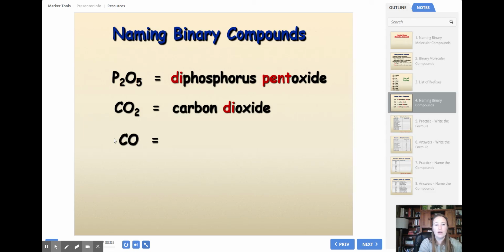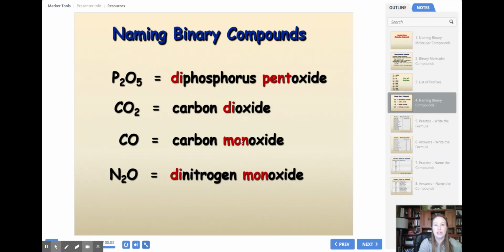CO, carbon, again, is the first one, and there's only one of them. And now we only have 1 oxygen, so it would be mono for the prefix, but we don't say monoxide, we say carbon monoxide for that one. Okay, and lastly, 2 nitrogens would be dinitrogen. 1 oxygen is monoxide, just like we had up here. So that's dinitrogen monoxide.